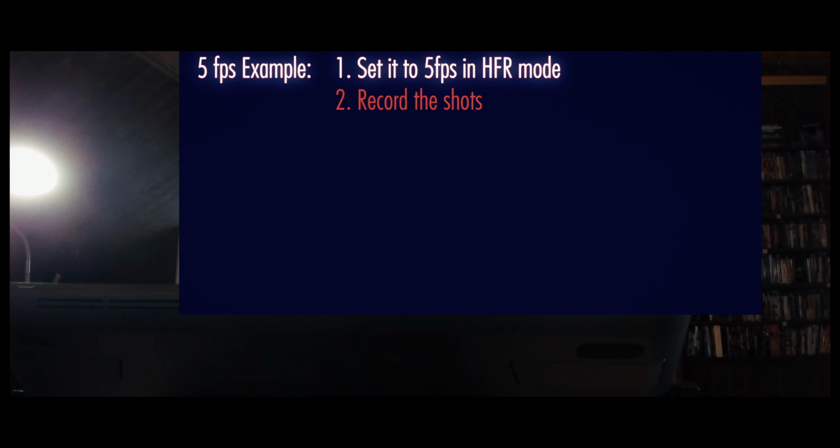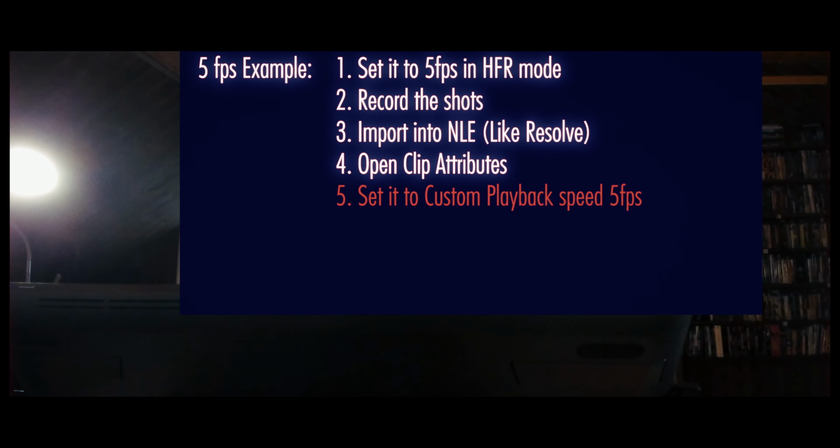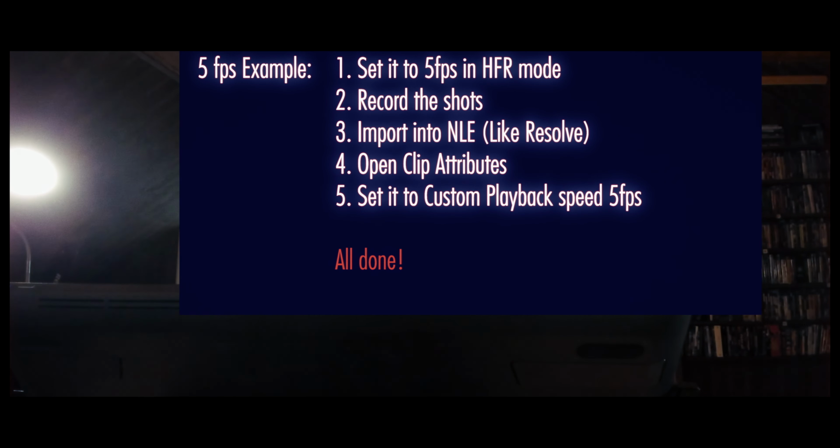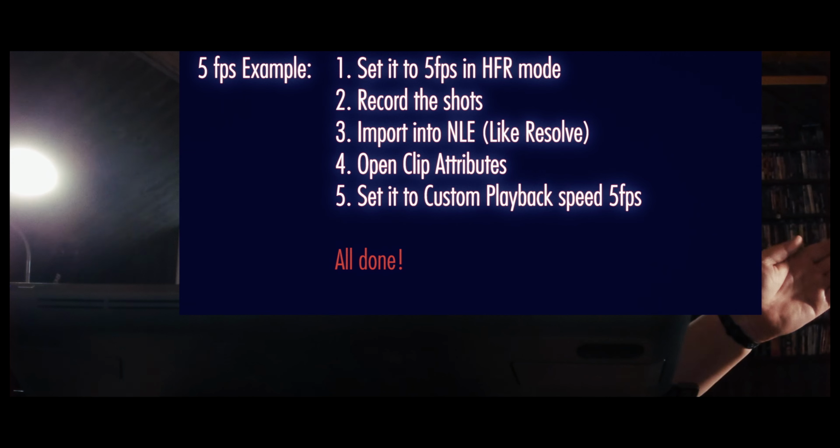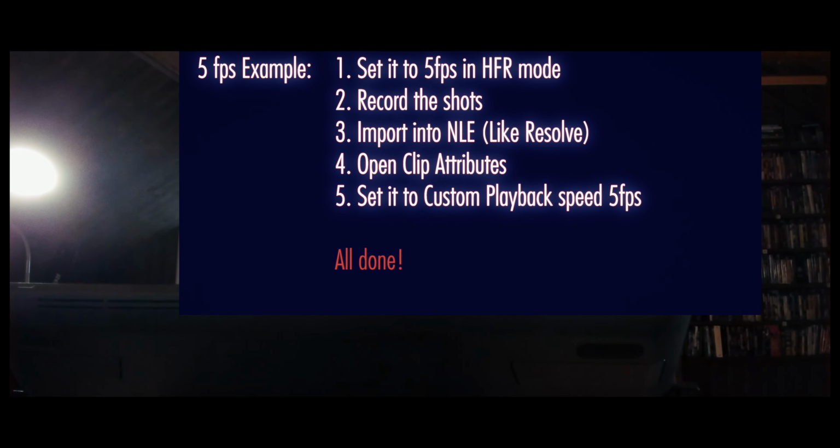With the example of 5 frames per second, you set it to 5 frames per second in high frame rate recording. You record it like usual, and when you import it into DaVinci Resolve, you go into clip attributes and set it to 5 frames per second custom playback speed, and that should be it. It should be playing in sync. You just need to cut off all the extra footage, the repeated frames of the last frames. So that's for down to 5 frames per second.